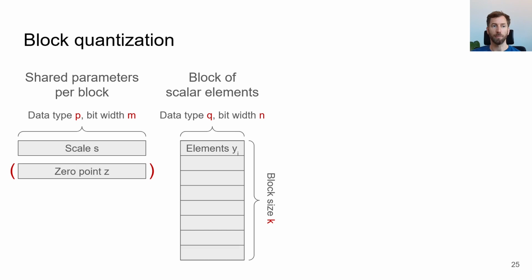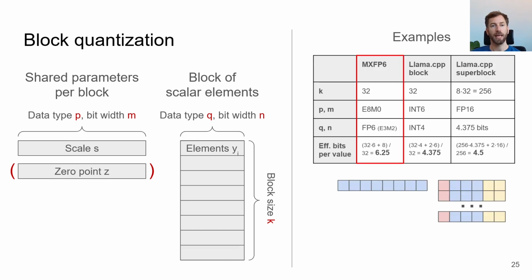Let me give you some examples of block quantization. There's mxfp6. The block size is k, and this data type has a scale of data type E8M0. So this means 8 exponent bits, so it's 2 to the power of an integer. The elements are of data type fp6, and we can compute the effective bits per value by multiplying the block size with the number of bits for the elements plus the number of bits for the scaling factor. So here no zero point is used. Then we end up with 6.25 bits per value.